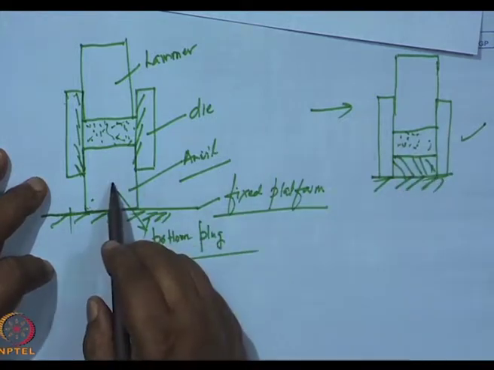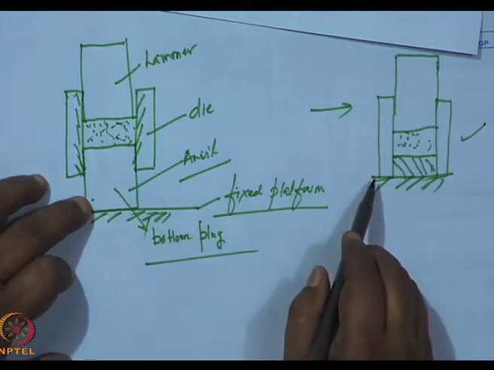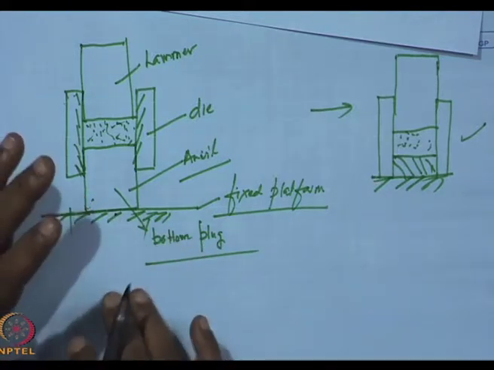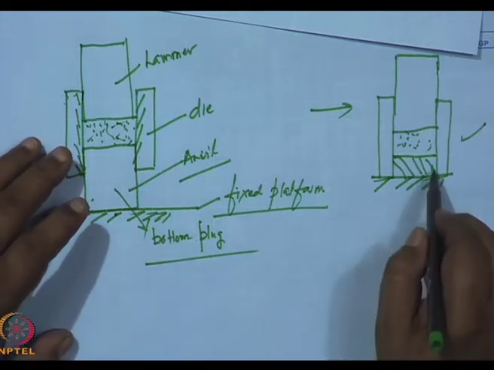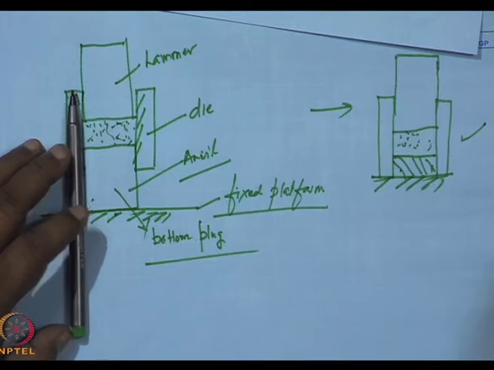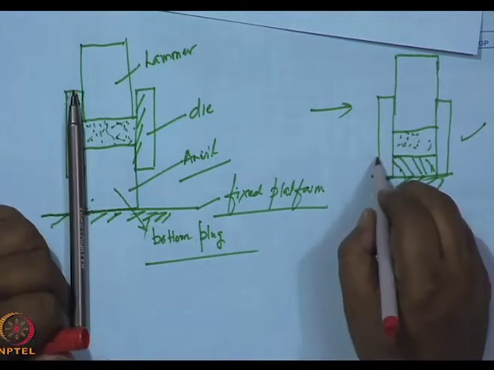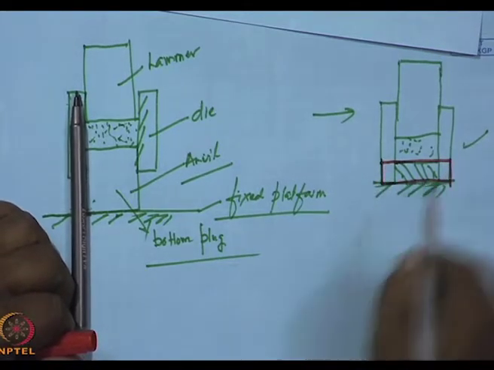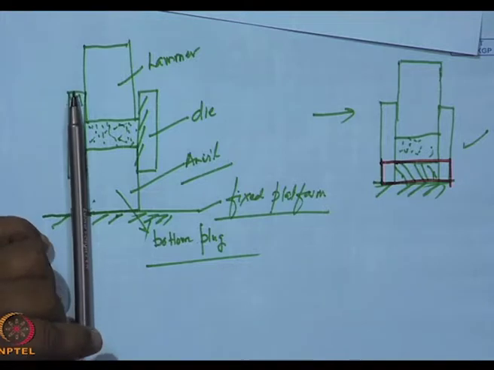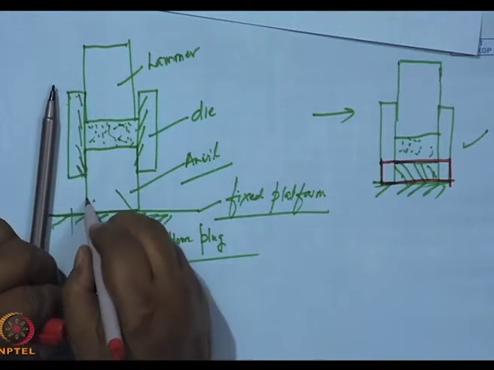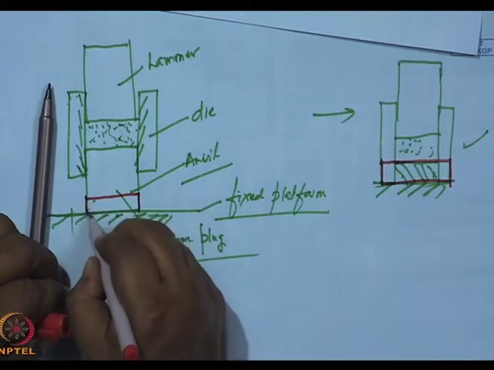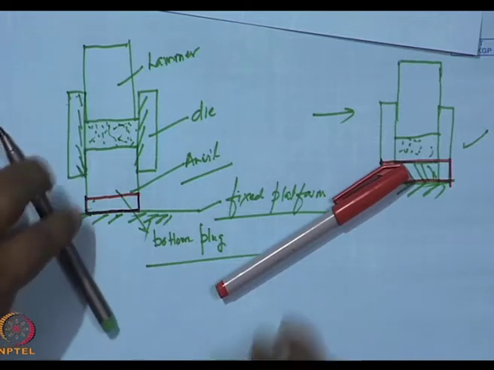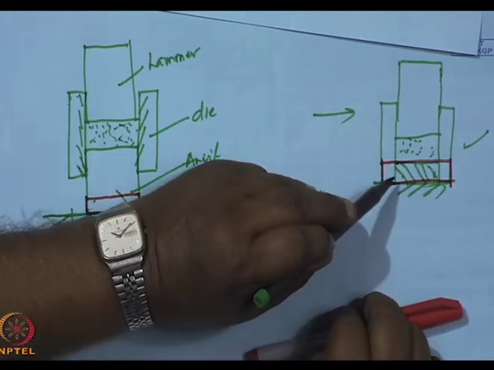But what I have done is, over here, the anvil is sitting on top of the fixed platform, whereas here, both the anvil and the die are sitting on the fixed platform. Means, this is the effective area of the bottom plug. Here, the effective area is only this, which means that the force per unit area is much higher than here.